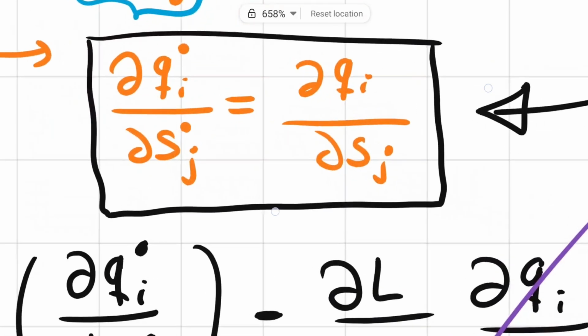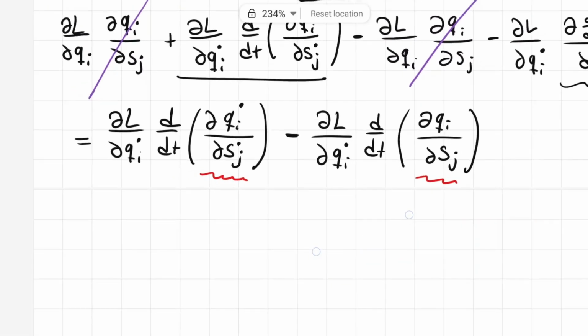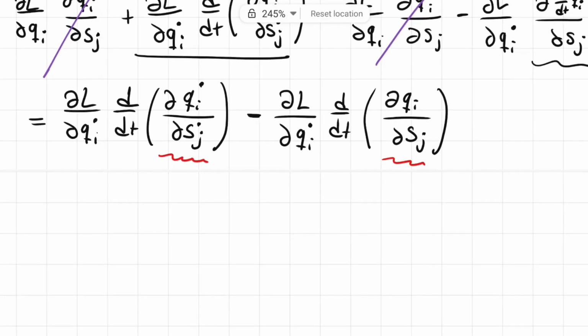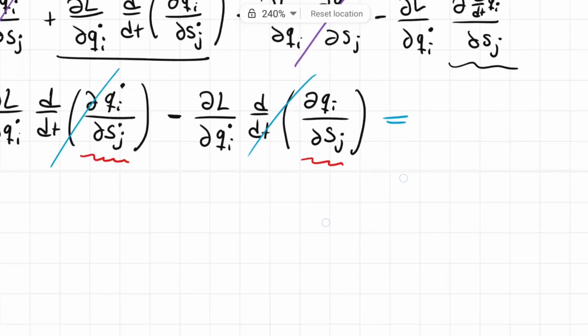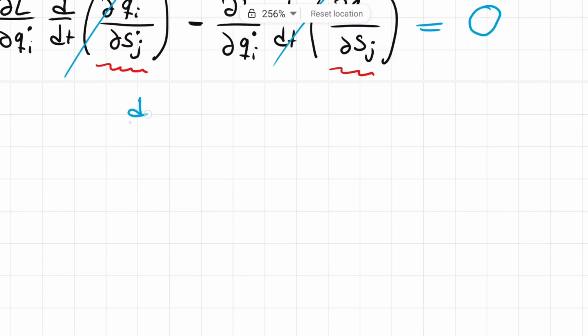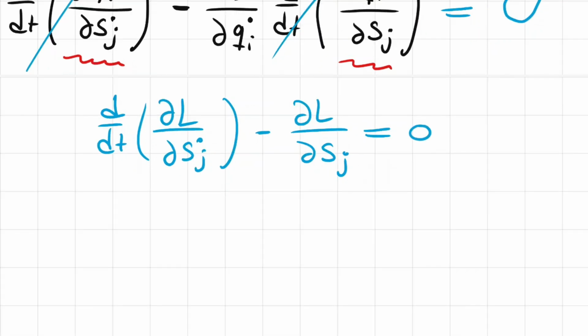So again, using this relation that we showed, we see that this quantity is equal to this quantity over here, and then we have a subtraction of same elements. So that means that this cancels with this, and we get 0. Okay, so this is showing that the derivative with respect to time of the derivative of the Lagrangian with respect to sj dot minus the derivative of the Lagrangian with respect to sj is equal to 0. And this shows that making a point transformation to the Lagrangian makes the Lagrange equation invariant.